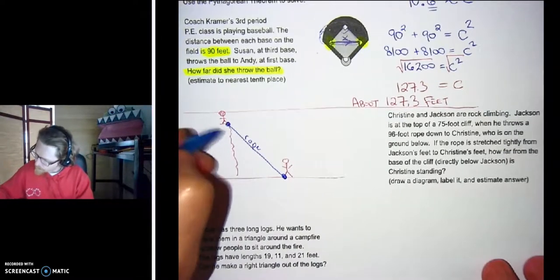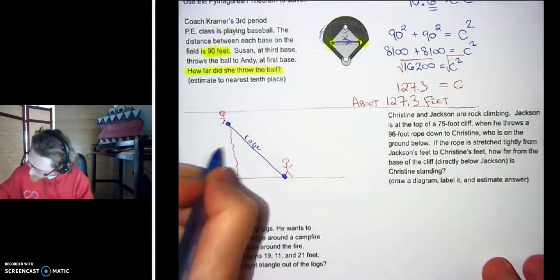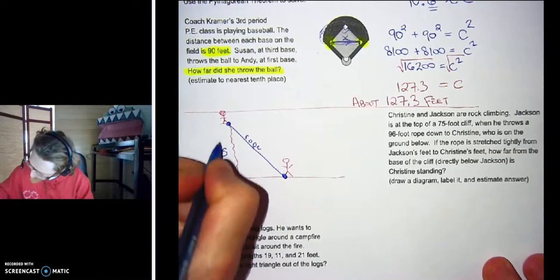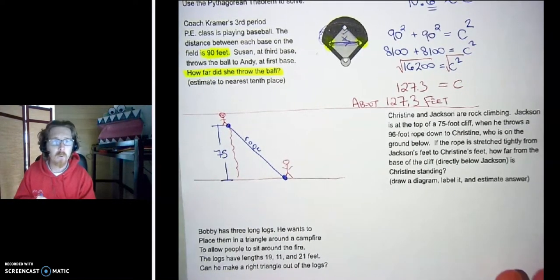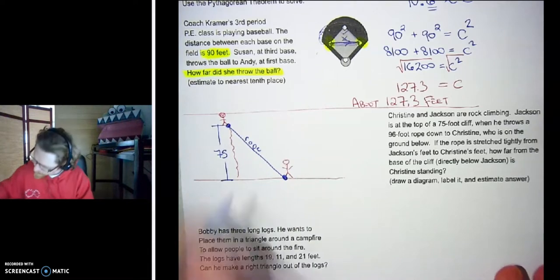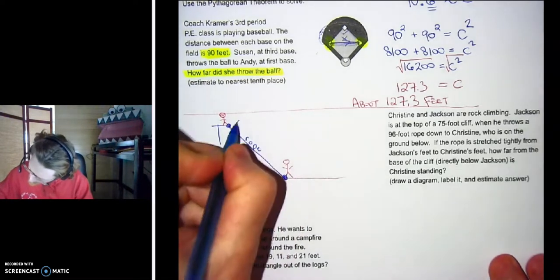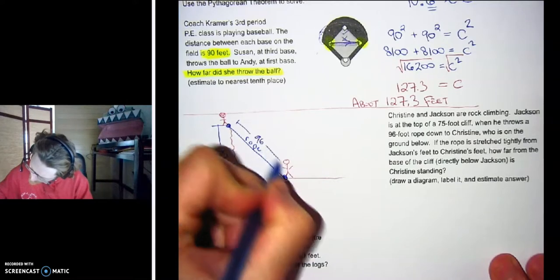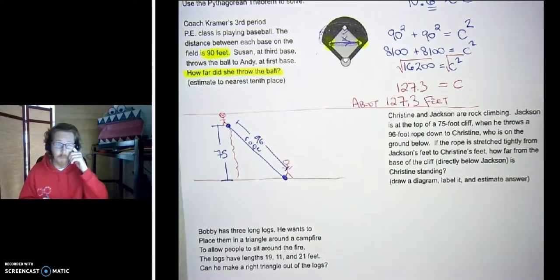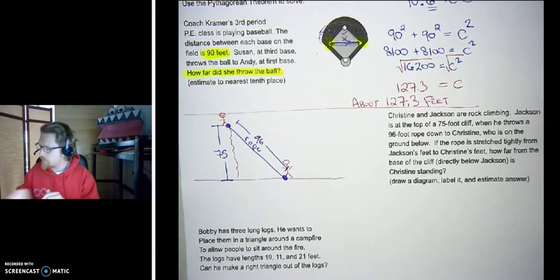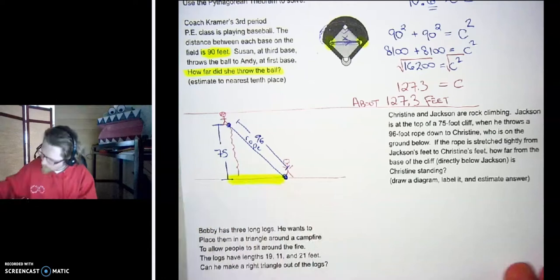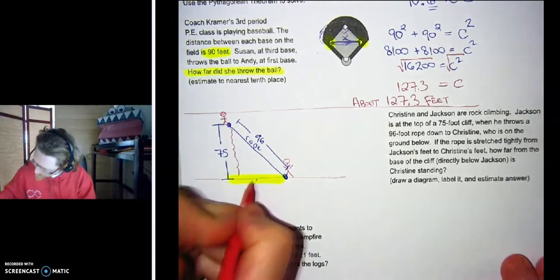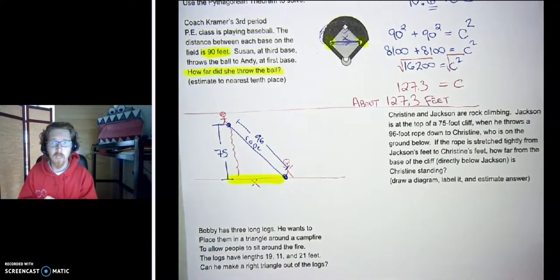Now the cliff, we're told, is 75 feet tall. So it is 75 feet from here to here. And we're told that the rope is 96 feet. So the rope from here to here is 96. And what we want to know is how far from the base of the cliff is Christine standing. So really this is our unknown distance. We'll call it x.